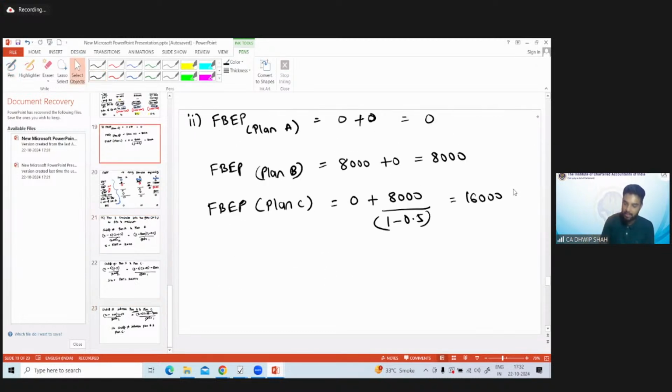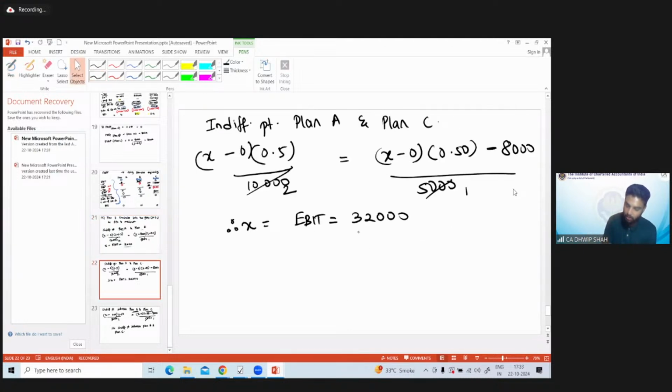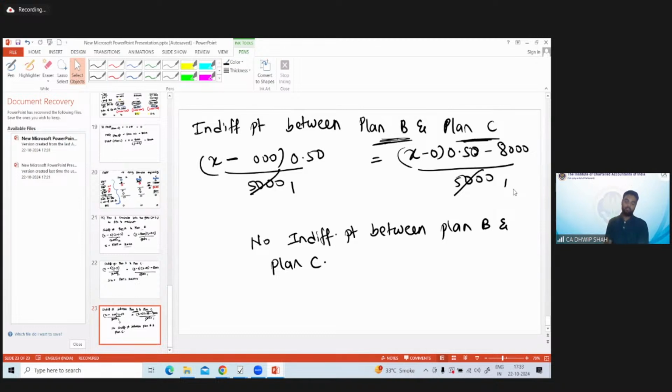But when EBIT for plan A and B is 16,000, it was 16,000. So when EBIT is 16,000, the financial manager has an option. He can choose plan A or B. Anything he can choose. When EBIT is 32,000, he again has an option, plan A and plan C. He can choose any one of the plans, because it makes no difference. But for plan B and C there is no such indifference point.